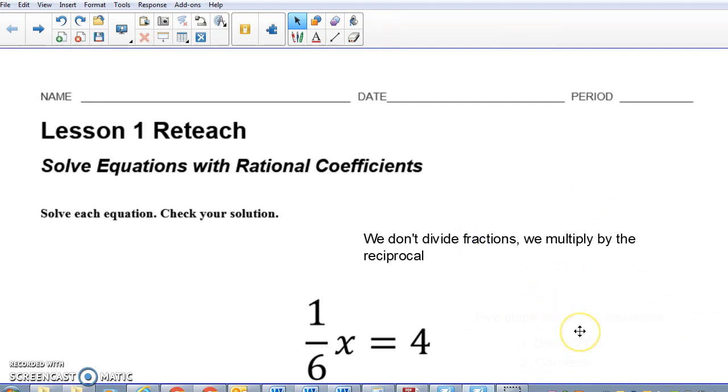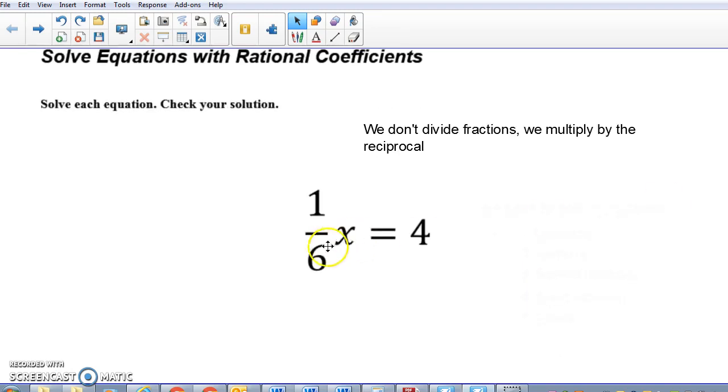So first, we don't divide fractions, we multiply by the reciprocal. So this is a multiplication problem. 1/6 times x equals 4. So when I'm using my 5 steps, first step is to distribute. I don't have to distribute. There's nothing to distribute. Second step is to combine. There's nothing on this side to combine. 1/6 and x, that's a multiplication problem. I can't do anything else with it. 4 is on this side of the equal sign all by itself. Can't do anything with that.